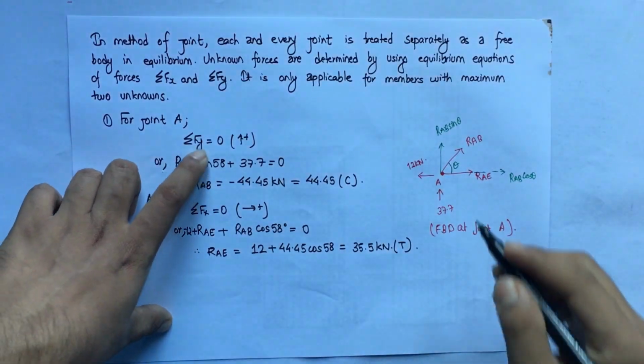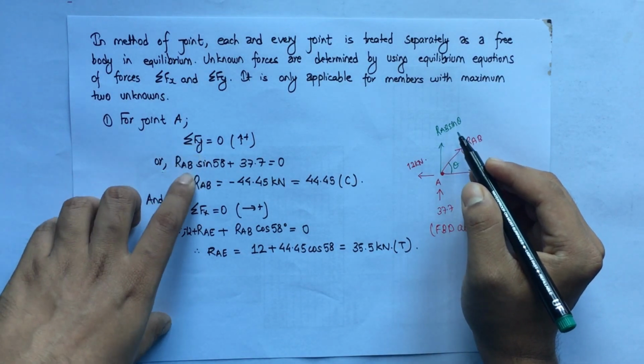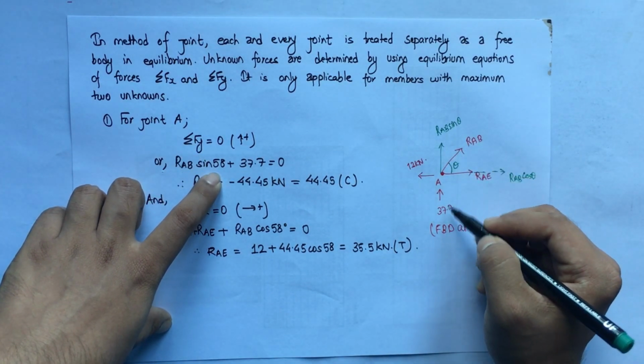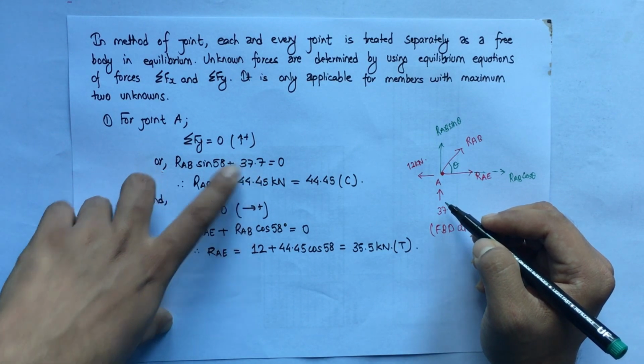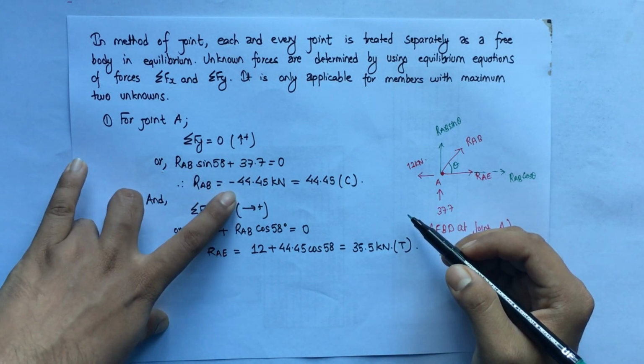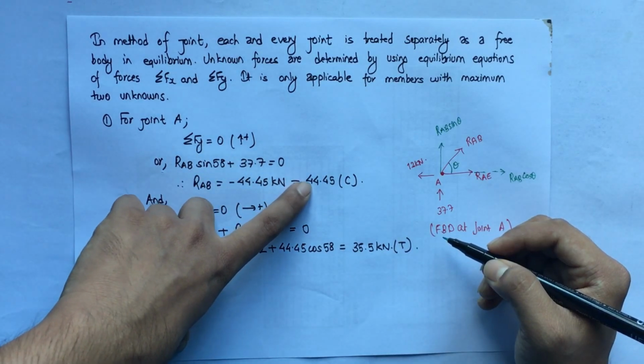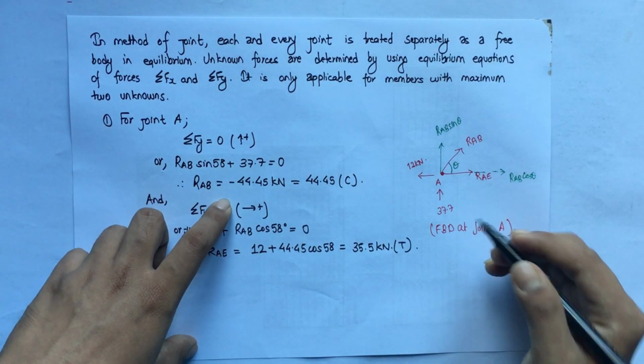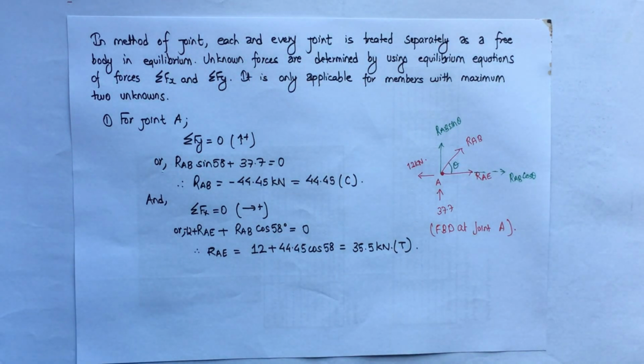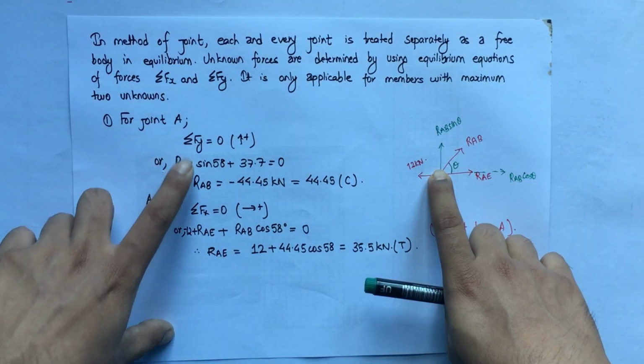So summation Fy: RAB sin θ, so RAB sin 58 degree plus 37.7 is equal to 0. So now we can get RAB is equal to minus 44.45 kilonewtons. So this gives 44.45 compressive type. The sign convention is negative value is the compressive type and positive value is the tension type. So summation Fy is done.